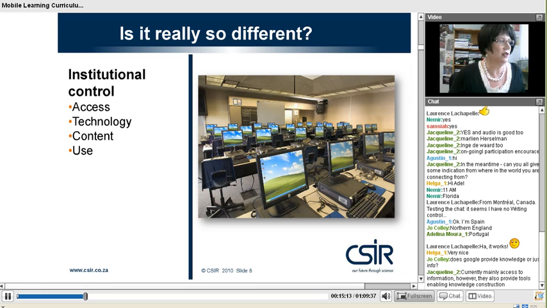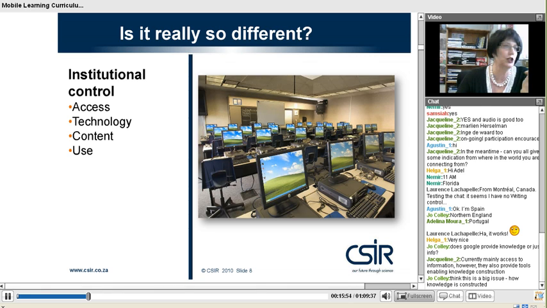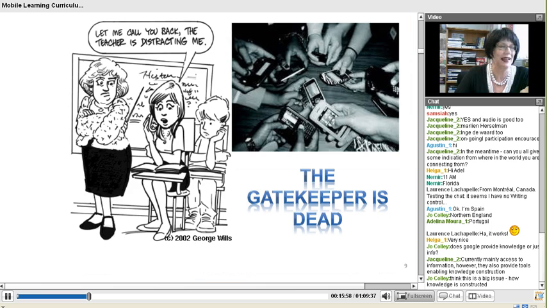The question is, is mobile technology really so different? And I think the difference comes in that institutional control, access to the technology, the actual technology that's being used, the content of it, these are all user-initiated much rather than institution-initiated. Access is determined by what the student wants to access, or what technology the student wants. If you give them old technology, they rip out their new technology and use it. The content, you can ban Facebook at school, but they go home and look at Facebook there. The way in which they use it, all this has changed dramatically. So in a way, the gatekeeper is dead.